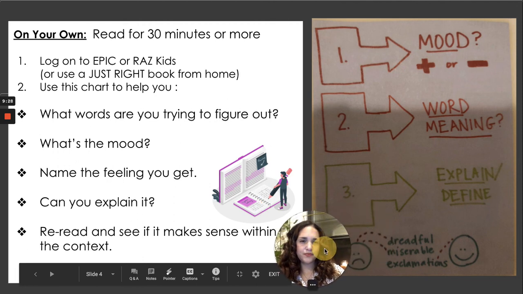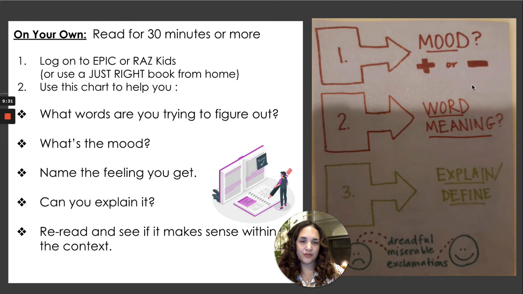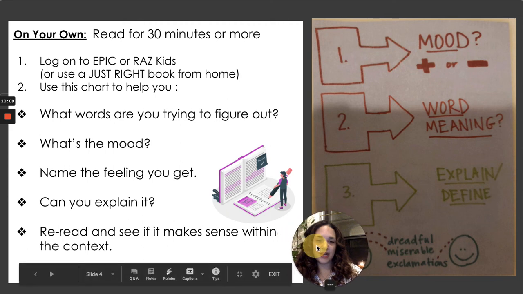Think about the mood, positive or negative. Think about the word meaning. Explain the word afterwards. You can also ask yourself these questions as you read. What words are you trying to figure out? You can write them in a notebook too if you want. What's the mood? How are you feeling while you're reading this paragraph? Because of what the paragraph is about. Name the feeling you get. Can you explain it? Reread and see if it makes sense within the context.